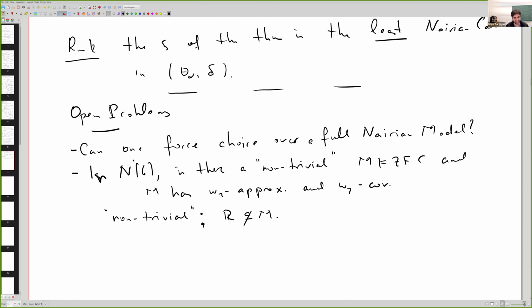So let me say it again. We don't know how to force choice of a full Nairian model. We don't know if there is an inner model in the forcing extension that has omega-2 approximation and covering property, and is a non-trivial model. V, of course, has it, right? Yeah, we don't know if NG can have an accessible cardinal.